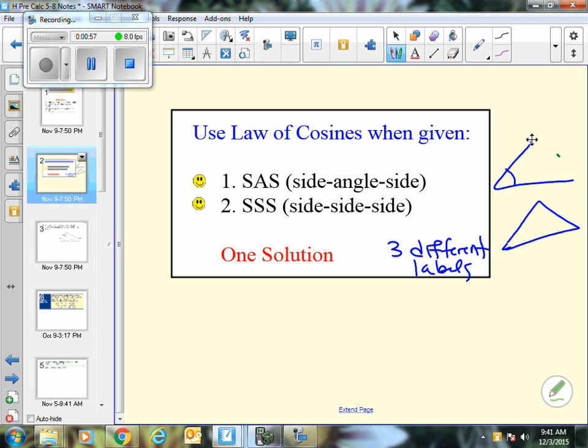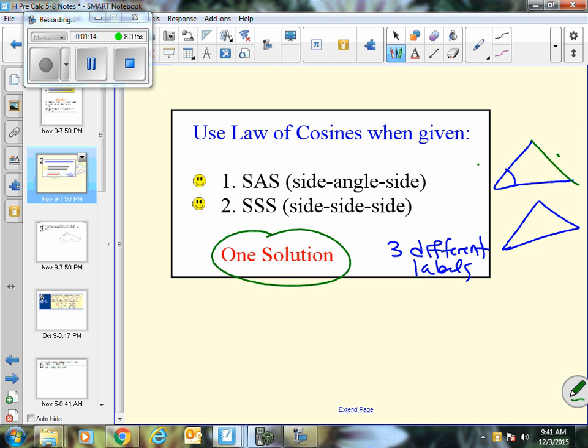Now, the great thing about both of these is that there's only going to be one triangle or one solution for each one of these. Because let's look at the first one, side angle side. There's only one way to make this top picture a triangle. It's connect up those two vertices. One triangle, only one set of solutions.